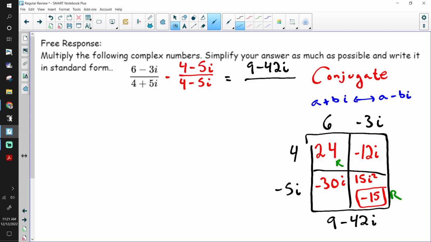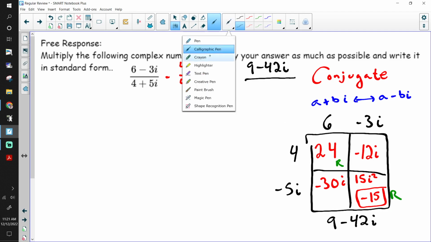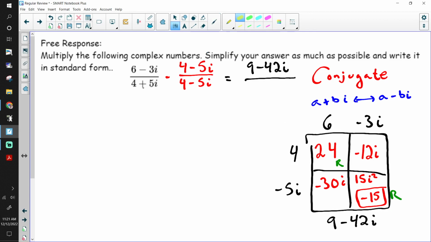On the bottom, I could do a box method. But because these are conjugates, there's actually a shortcut. I can multiply the first terms and then multiply the last terms. I get to skip 2 of my multiplications. So 4 times 4 is 16. 5i times negative 5i would be negative 25i squared. But the i squared flips the sign to positive 25. So I'll have plus 25 on the bottom.